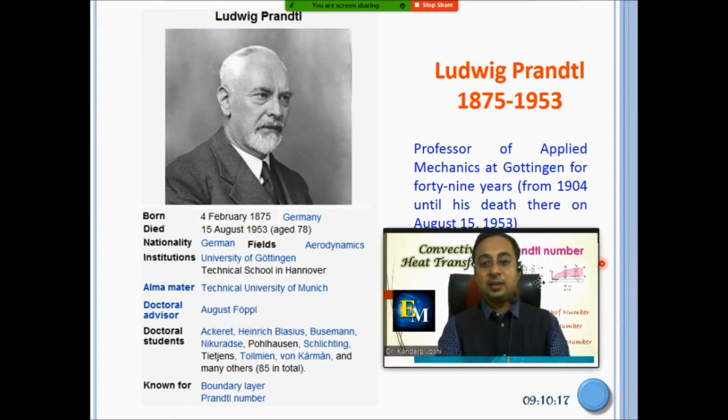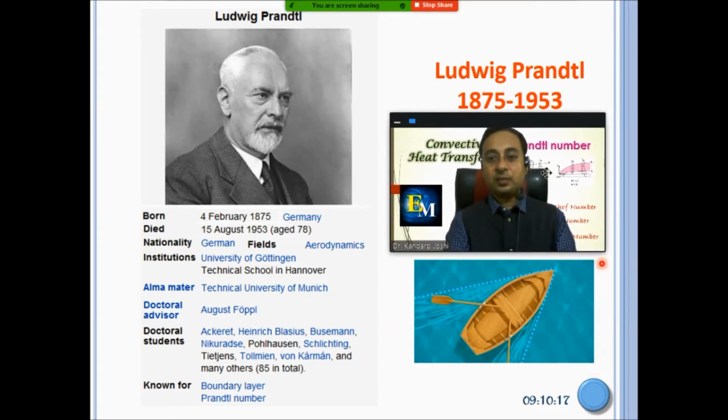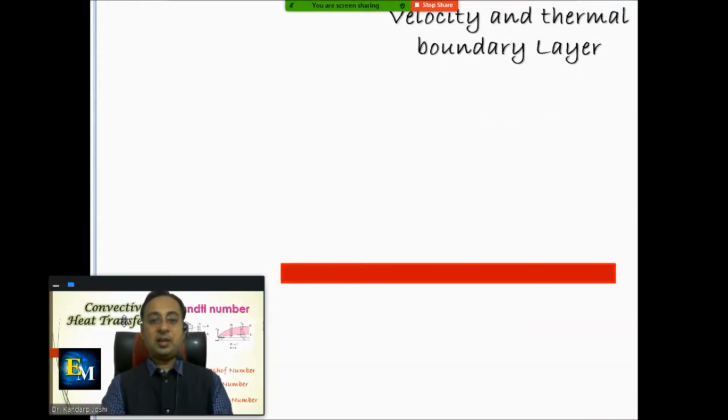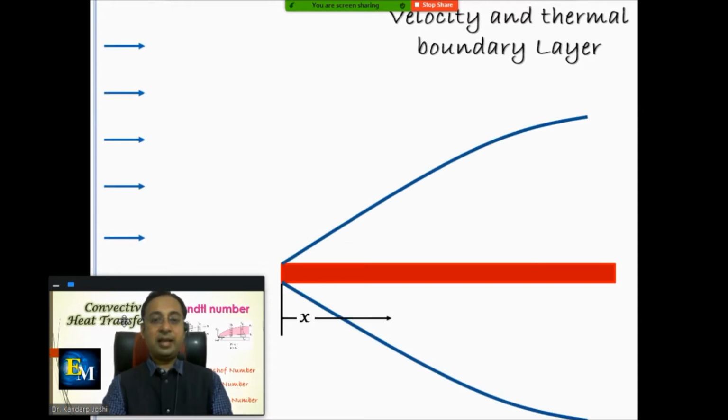Now consider this picture. Here one boat is moving in a water body. Right? So you can see some boundary layer formation around the boat. This is the velocity boundary layer. Let's understand this in somewhat more detail. Consider one heated plate kept in a flow of fluid, say air, in the x direction. So a boundary layer will be formed around the plate.